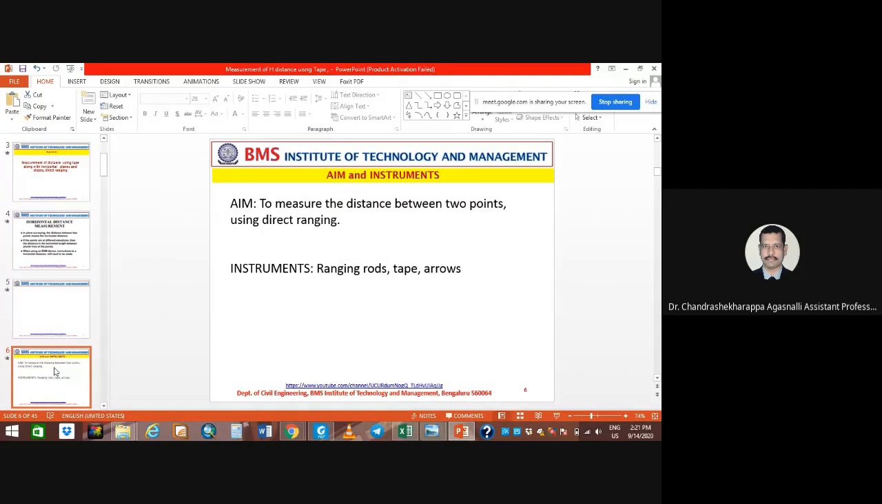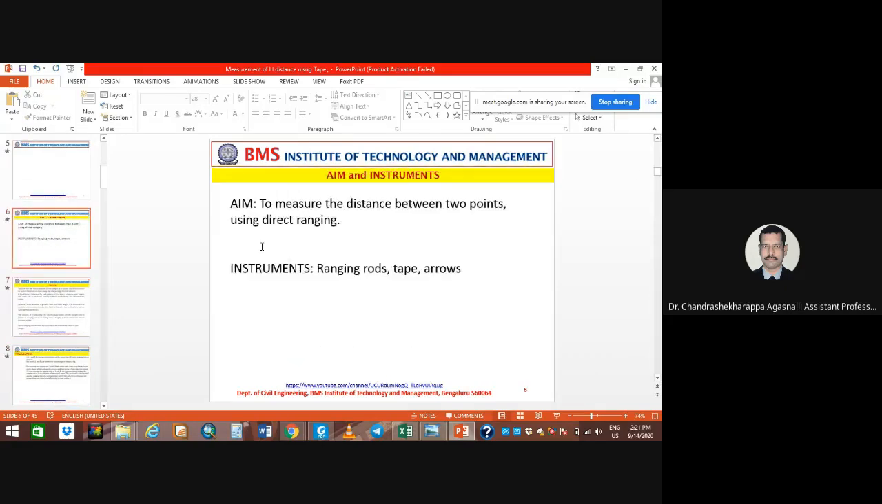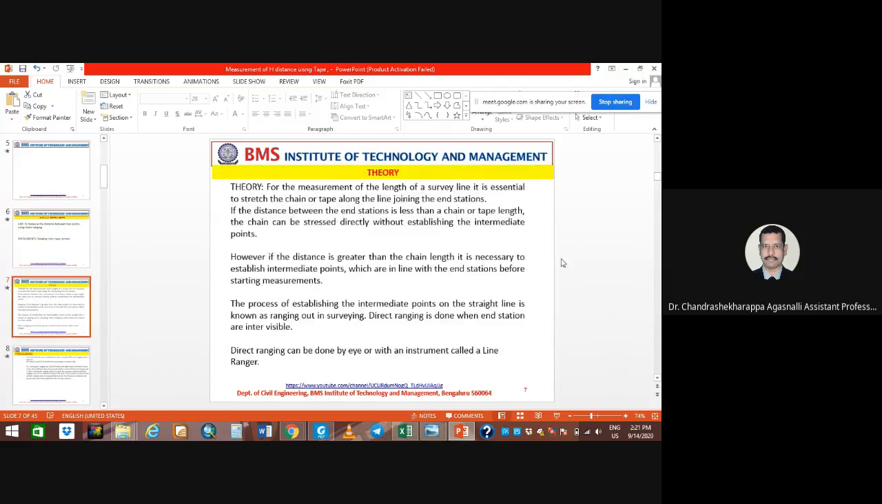Using direct ranging, the instruments you need are the ranging rods, tape and arrows. This is more than enough. For measurement of length of the survey line, it is essential to stretch the chain or tape. Either you can use a chain or you can use a tape.